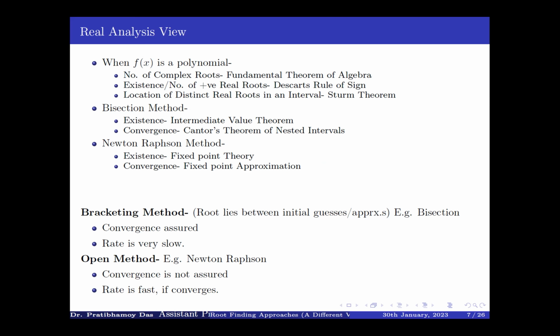Okay. Open method. What does open method mean? Open means I'll give you only one initial guess, or maybe two initial guesses, but the root may not lie inside those two; it may lie outside. So Newton-Raphson is an open method because I am giving you only one initial guess. You don't know which side you have to go, left-hand side or right-hand side. Convergence is not assured because I don't know the initial guess. But if it converges, it is faster than everyone else, say bisection. I'm not going into the theorem, just going over the heads kind of thing.